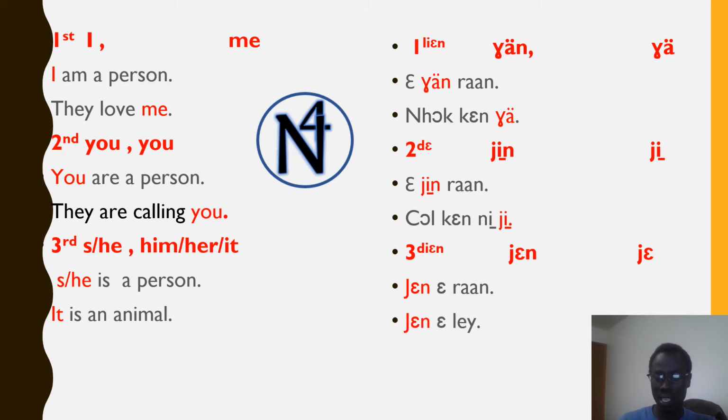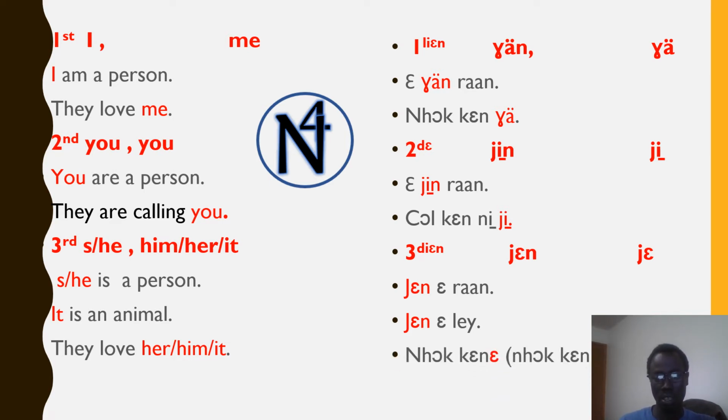So jen, we're using the same "jen" here. So they love him, her, or it. They love her, him, it. Now, these are three different things in English, like I said before. The "her" there is an object for "she", and "him" is an object for "he", and "it" is an object for "it". So they love her, they love him, they love it. All of them mean the same thing in Nuer.